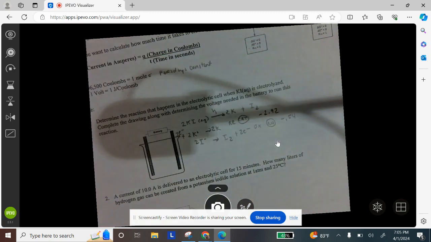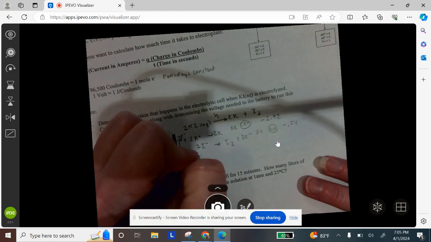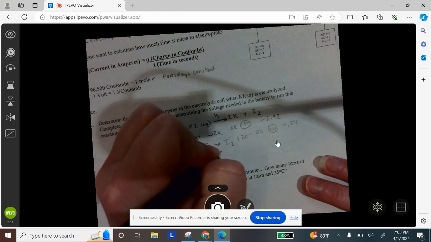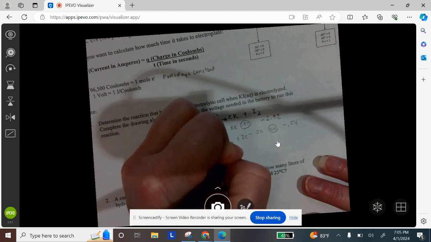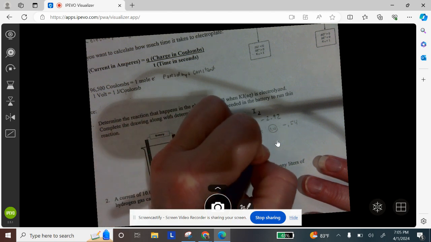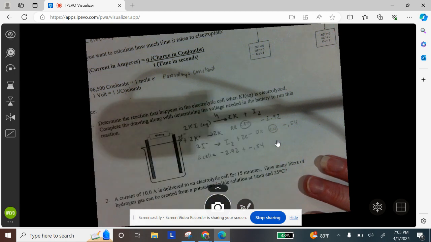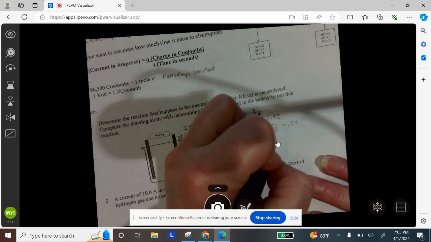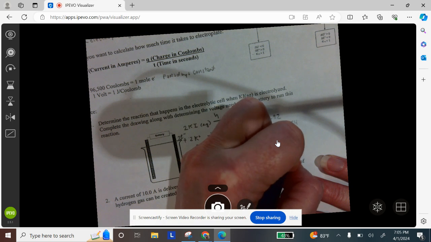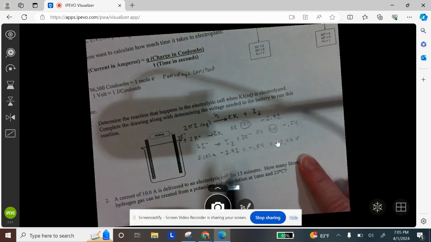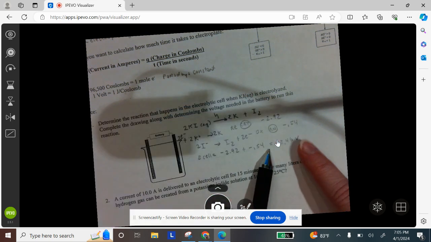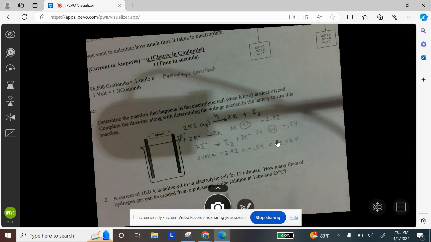Okay, so my E cell, then I'm just going to add those. So E cell equals negative 2.92 plus a negative 0.54. And any math people probably hate that I put plus negative. And that equals negative 3.46, which confirms it's non-spontaneous because this is negative. Remember, because it has to be positive to be spontaneous.